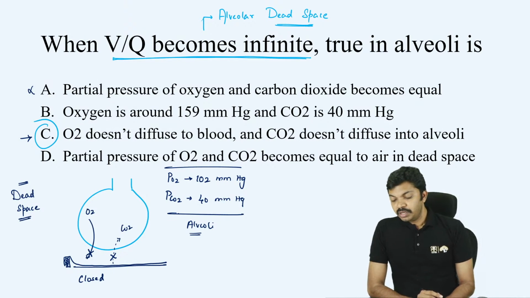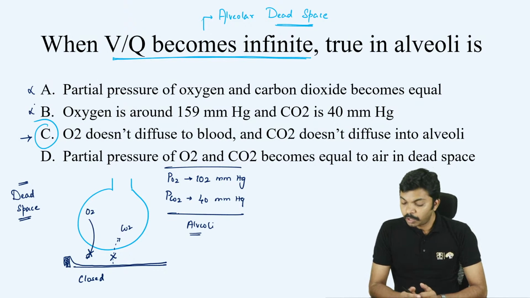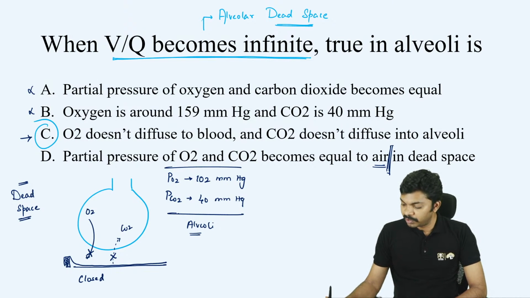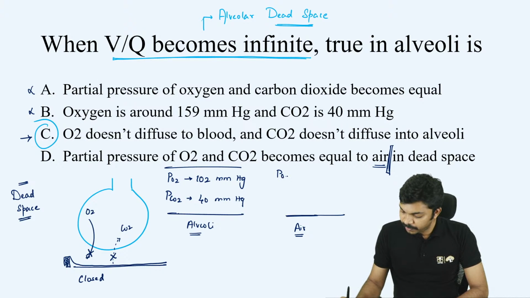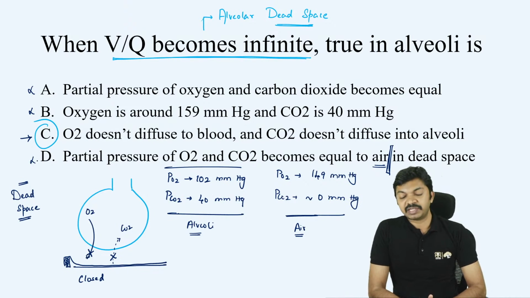Option B. Oxygen is around 159 and carbon dioxide around 40. Wrong. Oxygen is going to be 102. So option B is also wrong. Option D. Partial pressure of oxygen and carbon dioxide become equal to air. Alright. In dead spaces, does the partial pressure of oxygen and carbon dioxide equal that of air, guys? No. When it comes to air, partial pressure of oxygen is going to be 149 millimeters of mercury. Partial pressure of carbon dioxide is going to be practically 0 millimeters of mercury. So again, they are not going to be equal to air. D is also wrong. So the best answer is going to be C.